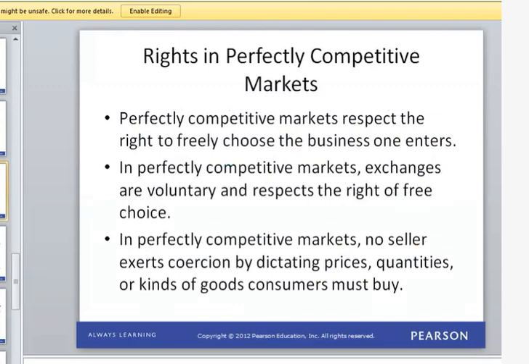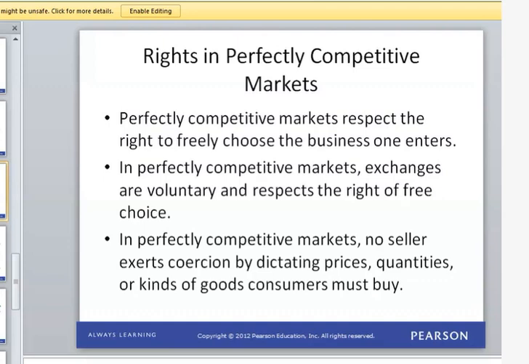And this one again, we already discussed this one, about the right in the perfectly competitive market. Very much we are focused only on the negative right. In a perfectly competitive market, you respect the right to freely choose the business you want to enter, and no one stops you. You have the right whether you want to enter or at the same time exit the market. No one forces you. This is done voluntarily, secara sukarela, and nobody stops you.